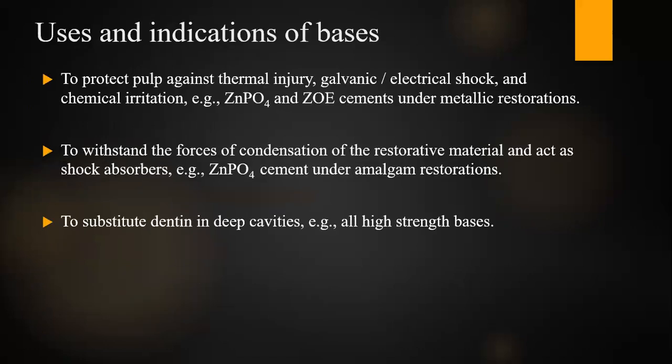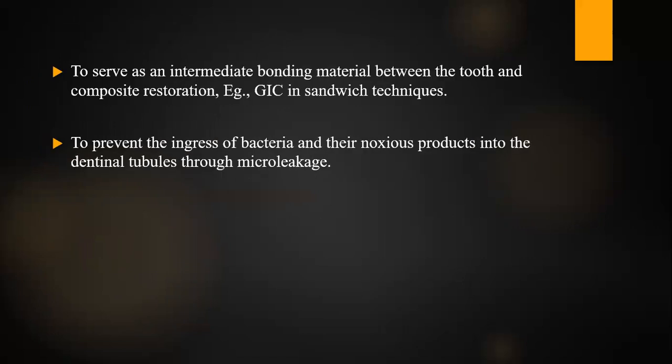Then uses and indications of bases: to protect the pulp against thermal injury, galvanic or electric shock and chemical irritation; to withstand the forces of condensation of the restorative material, and also act as a shock absorber. Then to substitute dentin in deep cavities. Then to serve as an intermediate bonding material between the tooth and the composite restoration, such as in DAC and sandwich techniques, to prevent the ingress of bacteria and their noxious products into the dentin tubules through microleakage.